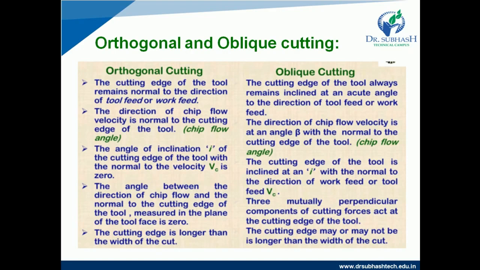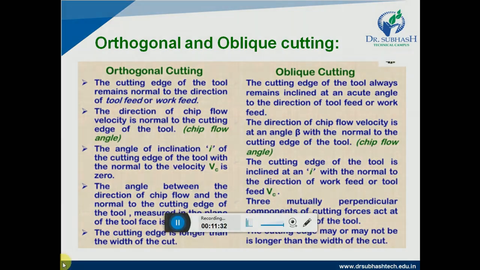In orthogonal cutting, the cutting edge is longer than the width of the cut, whereas in oblique cutting, the cutting edge may or may not be longer than the width of the cut. Right? So this is the main difference between orthogonal and oblique cutting. Thank you.